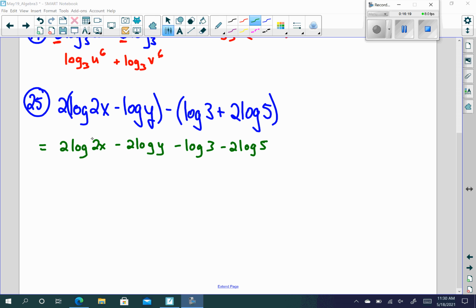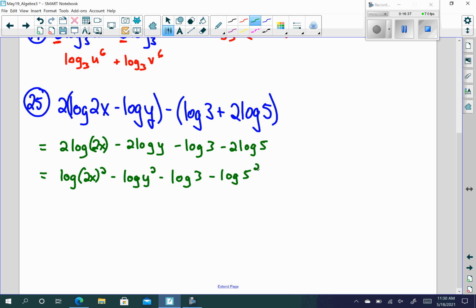Now technically, if you're wondering, this 2x should really be in parentheses. So now any numbers out in front, I want to turn them into exponents. So now this becomes log of 2x squared minus log of y squared minus log 3 just stays there, and then this becomes minus log 5 squared.